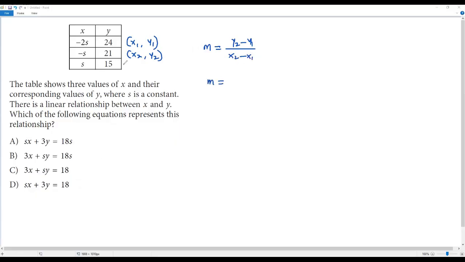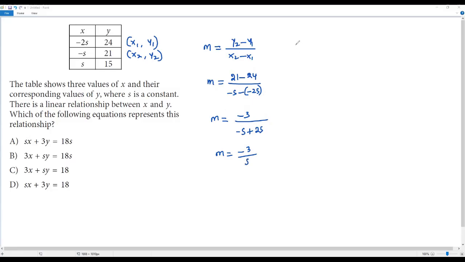m equals, here the value of y2 is 21 and y1 is 24. Then we get 21 minus 24. Let's plug in the values for x2 and x1. x2 is negative s, and x1 is negative 2s. Then we have m equals, when I simplify this, I'm getting negative 3 over negative s plus 2s, since negative times negative is positive 2s. When I combine negative s and positive 2s, I'm just getting s. So m equals negative 3 over s. Here I got the slope.